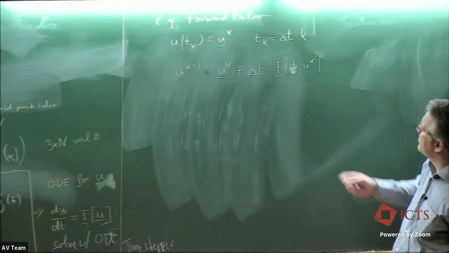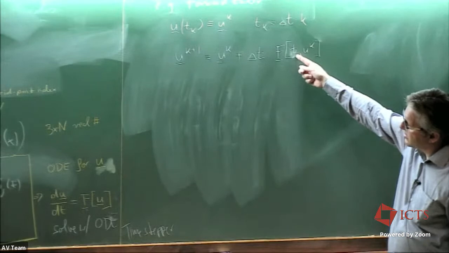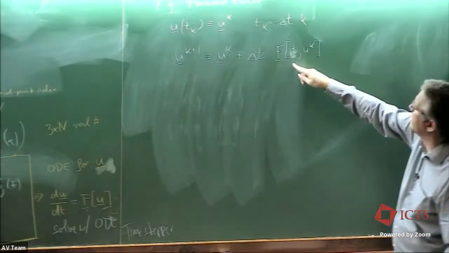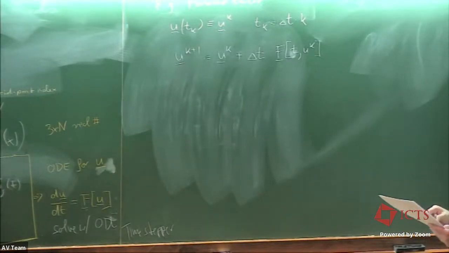So this f function can depend, in our case the f function only depends on u, but it can also depend on time. For instance, if the source term here would depend on time, then this would show up here in the f function as well.